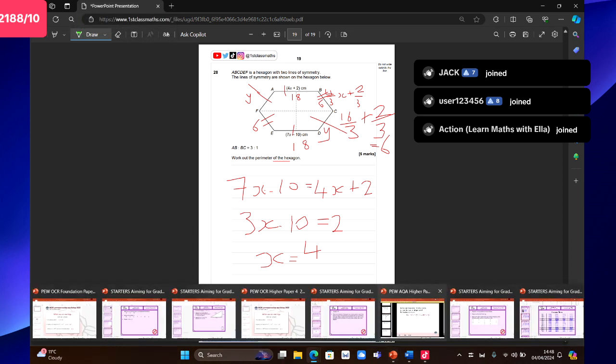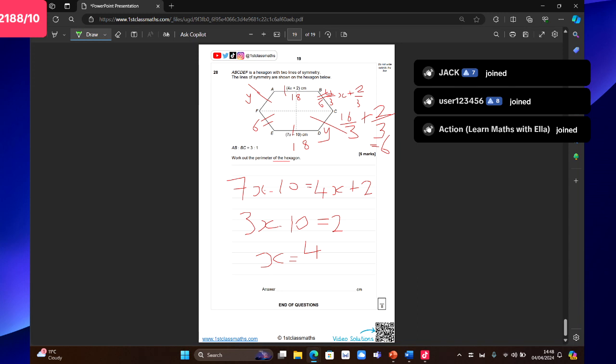Okay, so because of symmetry, CD and AF is equal to BC, by symmetry. So this will be 6, and this will also be 6.